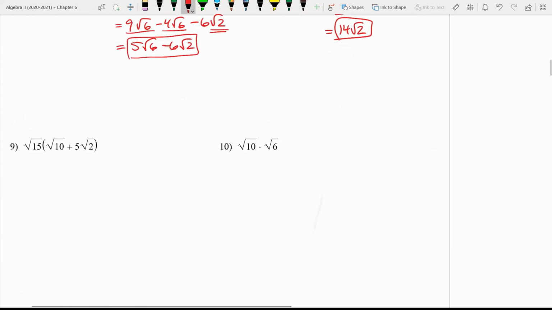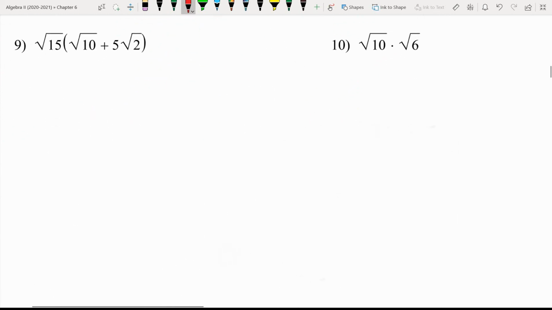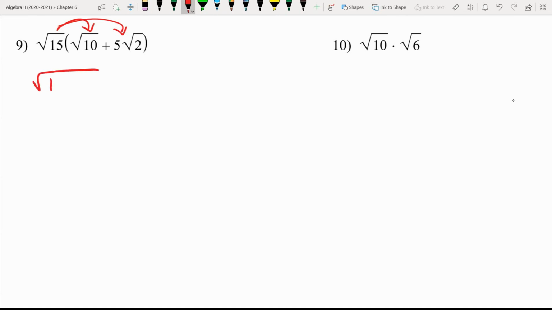Okay, on the next ones, I got to do a little bit of multiplication on these ones here. So it's distribution. I just have to distribute this just like we normally would. So square root of 15 times the square root of 10. Remember, when you do that distribution there, you're really doing this, it's going to be square root of 15 times 10 underneath the same root.